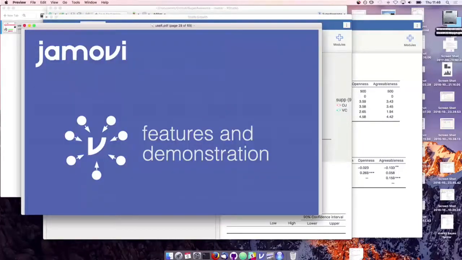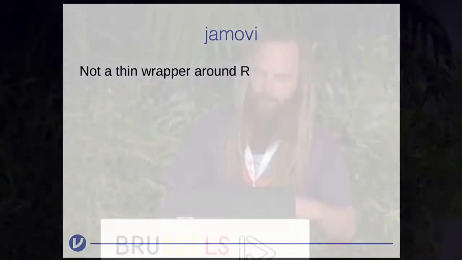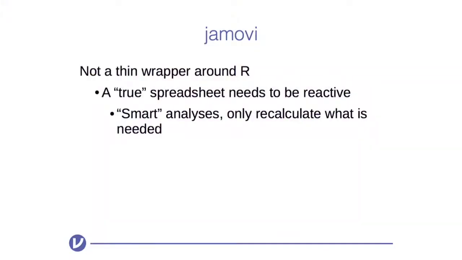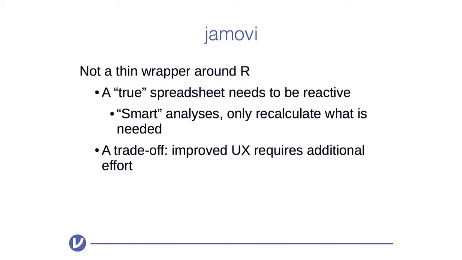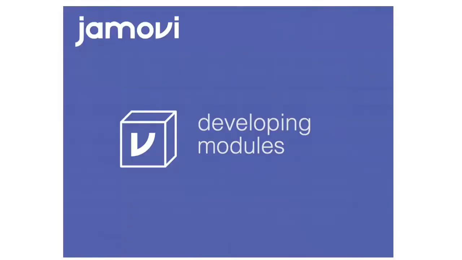Okay, so that's kind of the Jamovi concept. It's important to point out that it's not just a thin wrapper around R, and as I alluded to before, a true spreadsheet needs to be reactive. It's not always practical to recalculate all of your analyses every time a small change is made. And so the analyses are smart. They only recalculate what is needed. But there's a bit of a trade-off here, because this improved user experience requires additional effort on the part of the developer. Which leads me to talk you through the process of developing Jamovi modules.